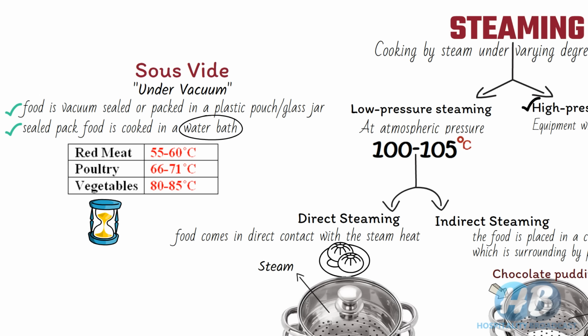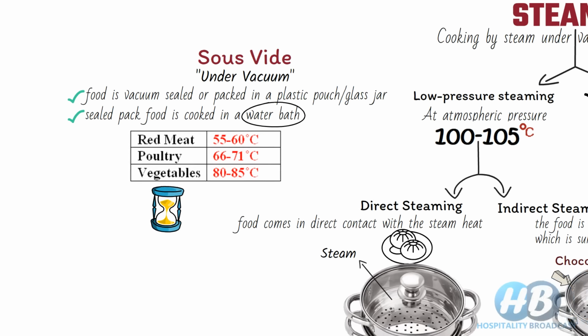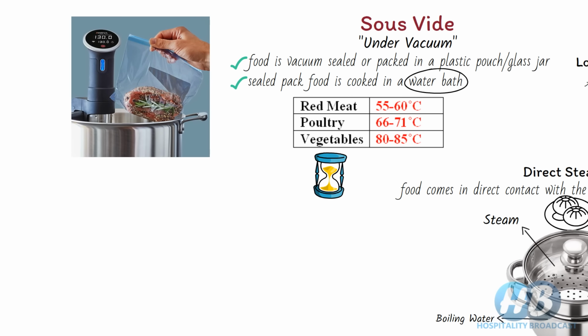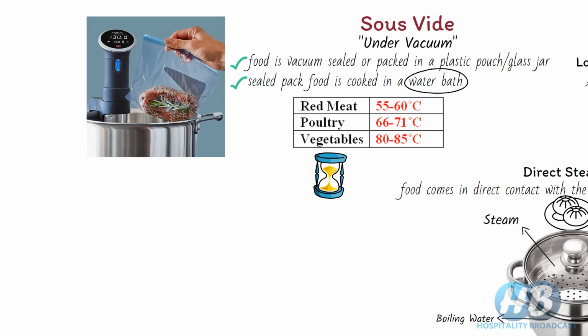In some cases, it may even take up to 72 hours or more, depending on the type of food and its thickness. As food is vacuum sealed, steam is trapped inside the plastic pouch or glass jar, which evenly cooks the food and retains its moisture and nutrition.